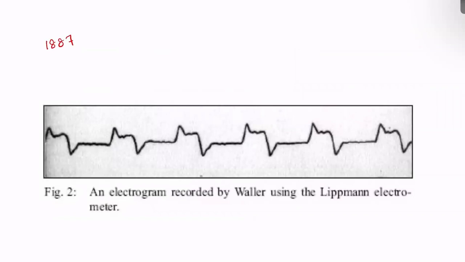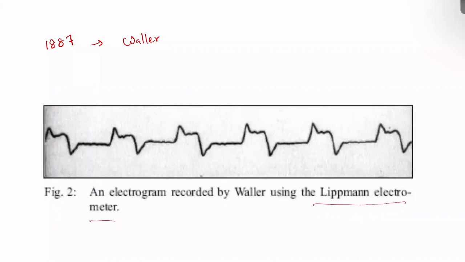But by using this Lippmann capillary electrometer in 1887, Waller could trace the cardiac contraction. It is an electrogram, and he recorded this. At first, it is the very original basis of the ECG. At first, he could only trace two waves regarding the cardiac contraction.